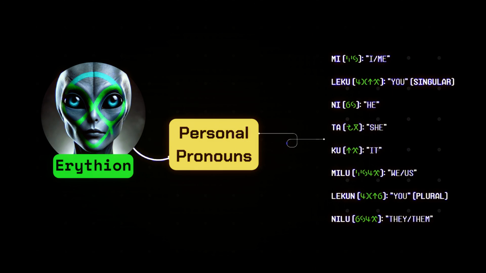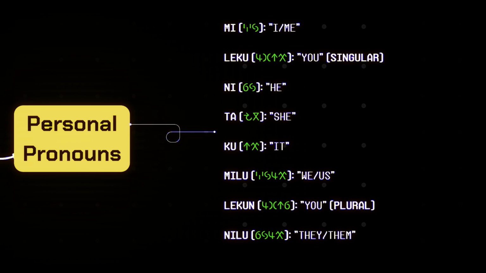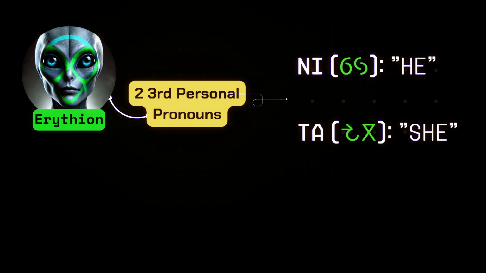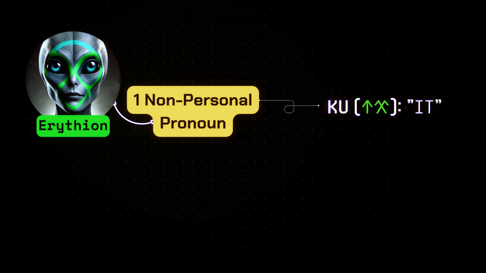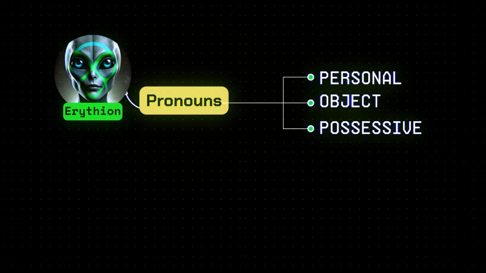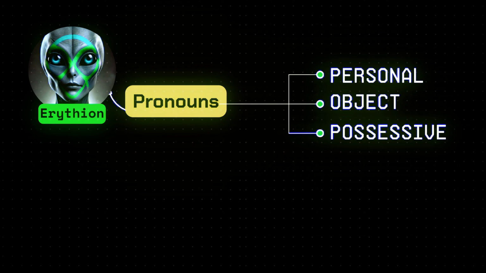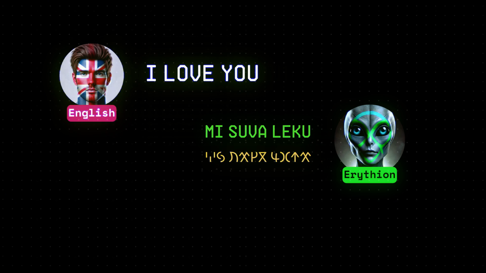The first grammatical component that I built was the personal pronouns. I decided that I would have 2 third personal pronouns, masculine and feminine, and 1 non-personal pronoun. I've also decided that these pronouns are personal pronouns, object pronouns, and possessive pronouns at the same time. For instance, the word that I have for love is suva, so I love you is misuvaleku.